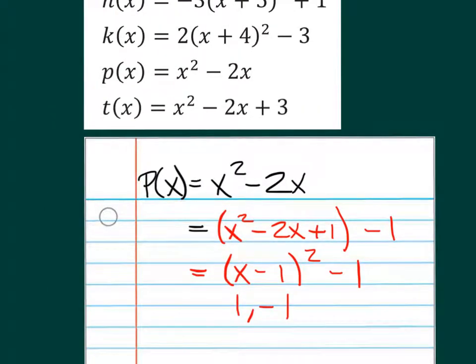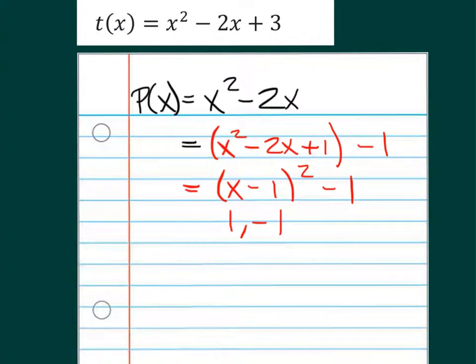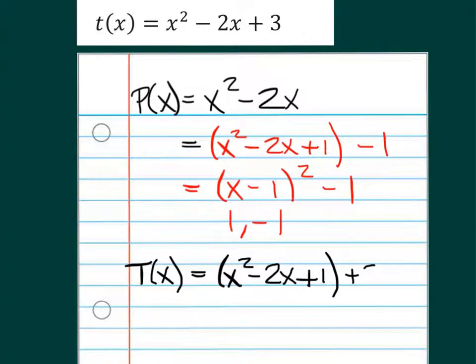You can also complete the square on the last one there, where t of x equals x squared minus 2x plus 3. You can do x squared minus 2x. Half of minus 2 is minus 1. Square it to get plus 1. And then minus 1 on the outside. So x minus 1 quantity squared plus 2. Come up with your vertex and be able to answer questions about these in your homework.